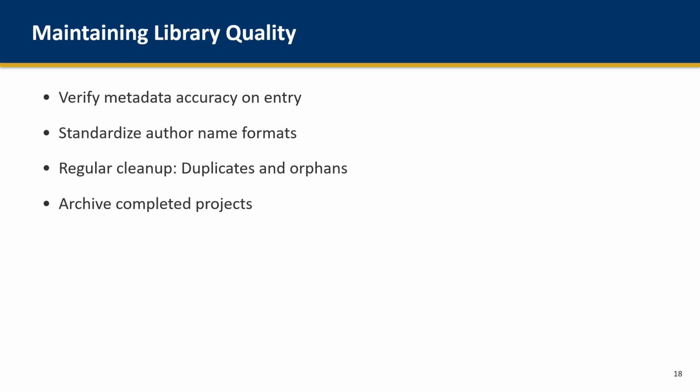Schedule regular cleanup sessions, perhaps monthly or at the end of each semester. Look for and merge duplicate entries. Delete orphaned attachments, PDFs no longer linked to citations. Remove sources you no longer need. A lean, accurate library serves you better than a bloated one with questionable data.